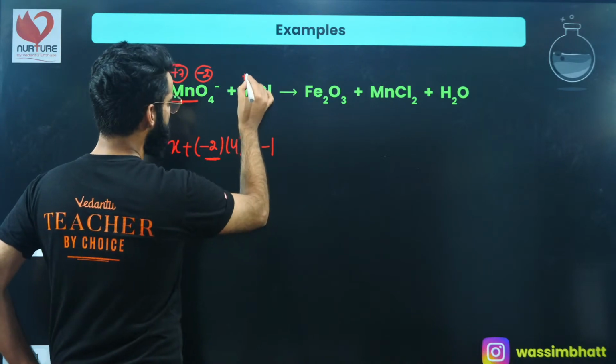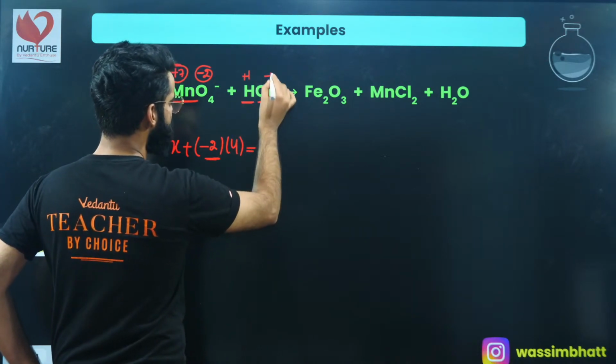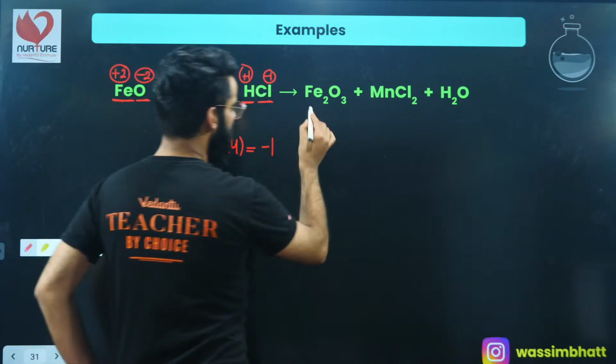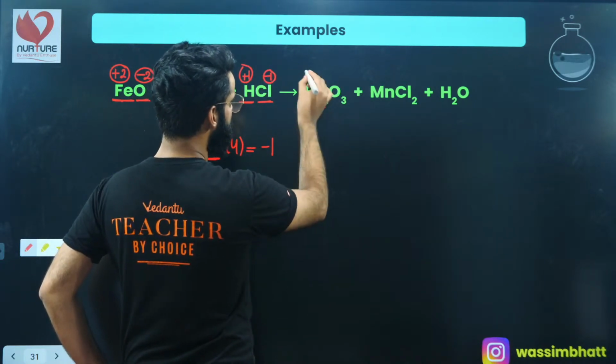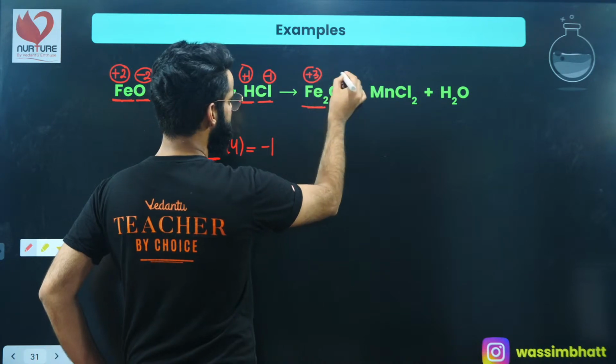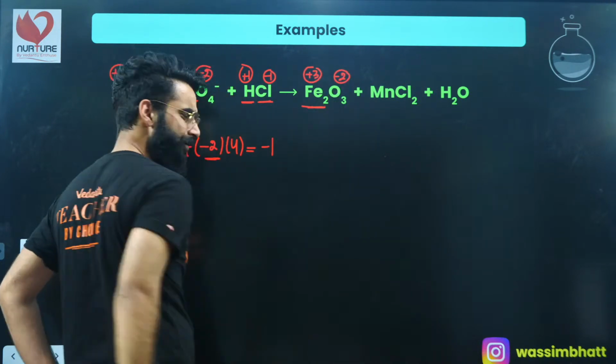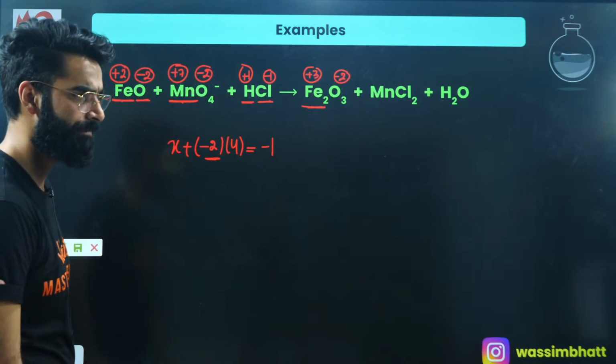Hydrogen, oxidation state plus 1. Chlorine, oxidation state minus 1, right? Iron, its oxidation state when you calculate, it's 2x minus 6 is equal to 0. So x value will come out to be plus 3. So this will be minus 2. I hope you know now how to calculate oxidation state from the formula, right?